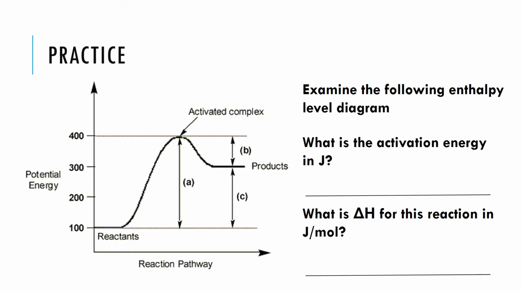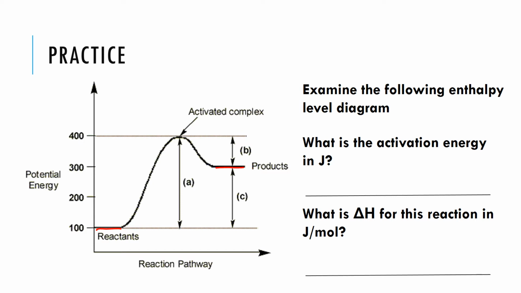So let's do a little practice. Here we have an enthalpy level diagram. Now, the first thing I want to talk about is whether this is an enthalpy level diagram for an exothermic reaction, or an endothermic reaction, excuse me. So if I look, I have a line here representing the energy of reactants and a line representing the energy of the products. Now I see that the products have more energy than the reactants. That means that energy must have been gained during this reaction.